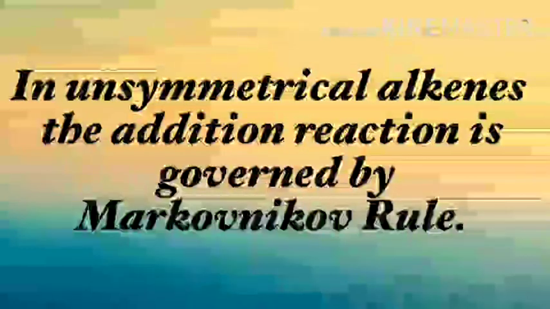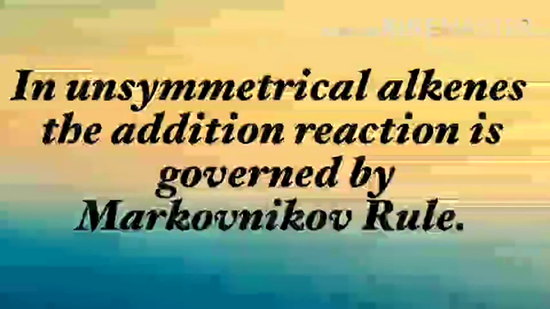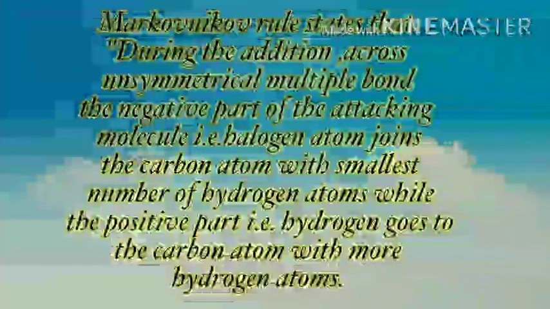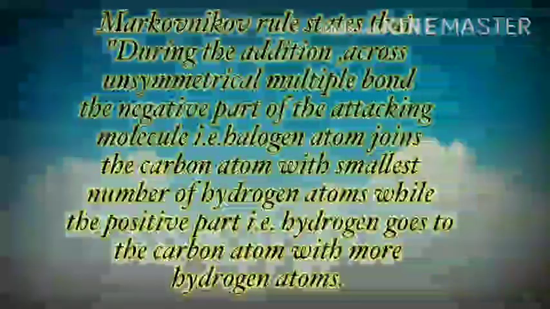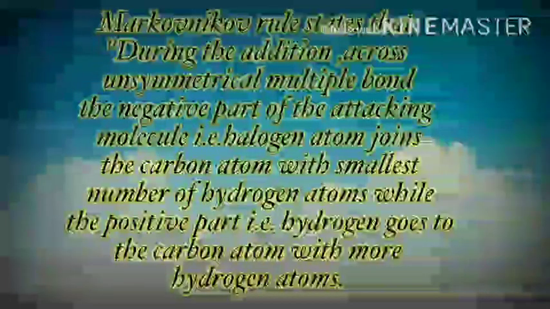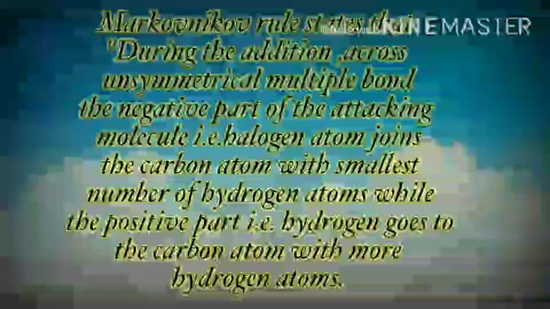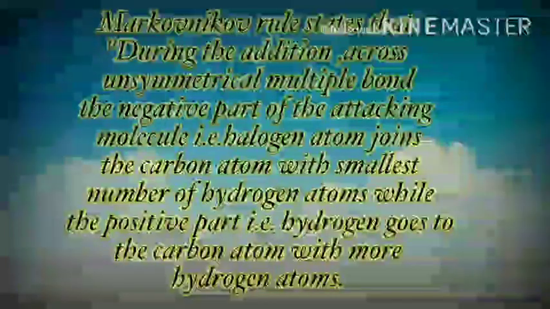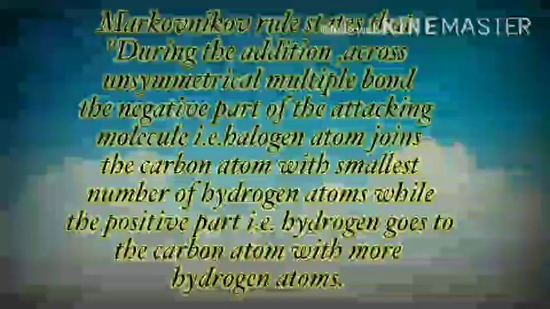Now what if the alkene is unsymmetrical? Let's see. In case of unsymmetrical alkenes, the addition reaction is governed by Markovnikov Rule. Markovnikov Rule states that during the addition across unsymmetrical multiple bonds, the negative part, that is the halogen in this case, of the attacking reagent joins the carbon atom with smaller number of hydrogen atoms, while the positive part, that is hydrogen, goes to the carbon atom with more hydrogen atoms.